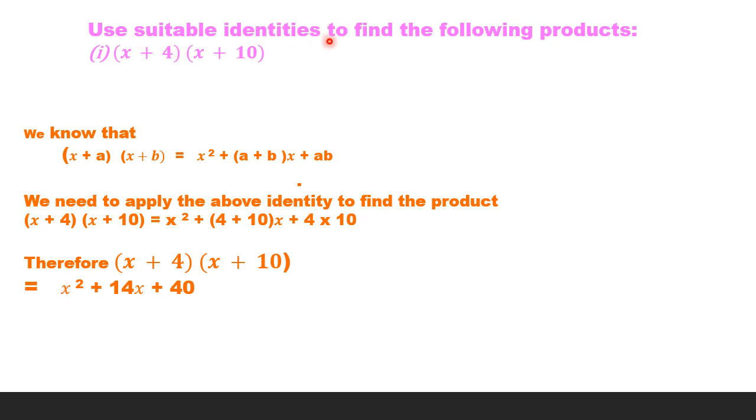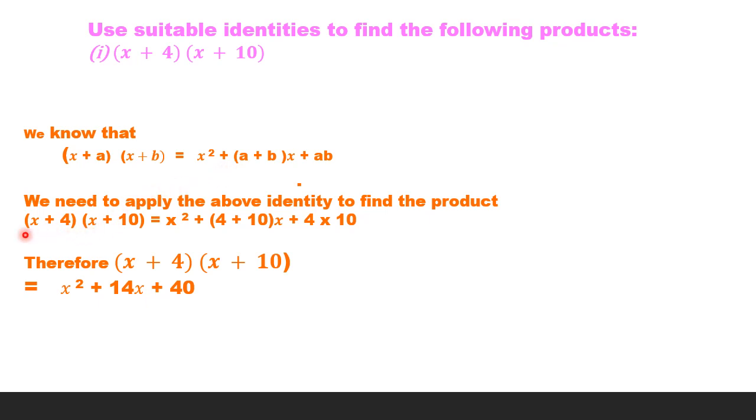Use suitable identities to find the following products. Here the first example is about (x + a) and (x + b), so we are going to use that identity. How do we come to know which identity is to be used? You can see that here the x is repeating two times and the factors are x + 4 and x + 10. They are different numbers, 4 and 10, which are represented in general by a and b. So what is the identity for it? The middle term will be the sum of these two numbers and the last term will be the product of these two numbers.